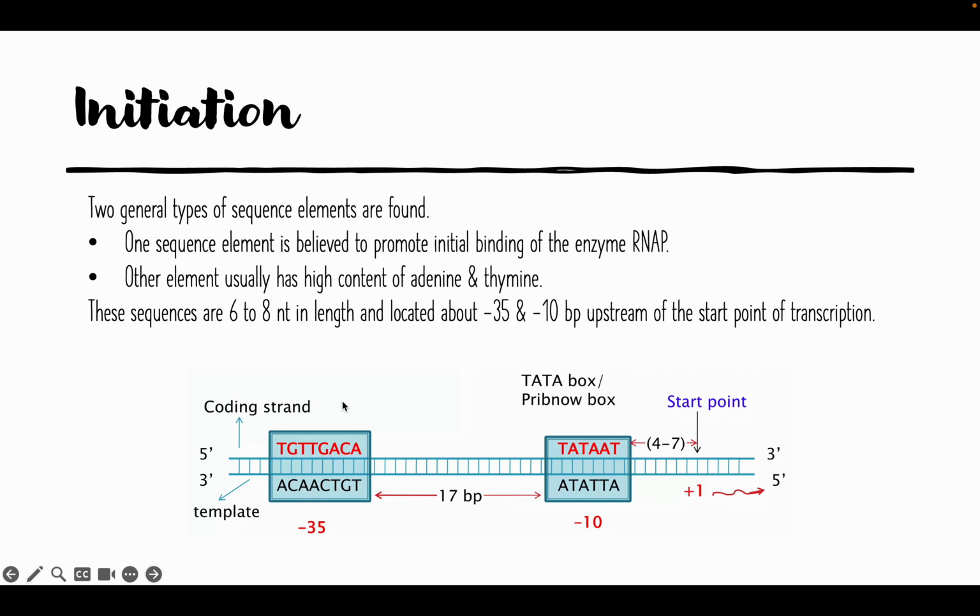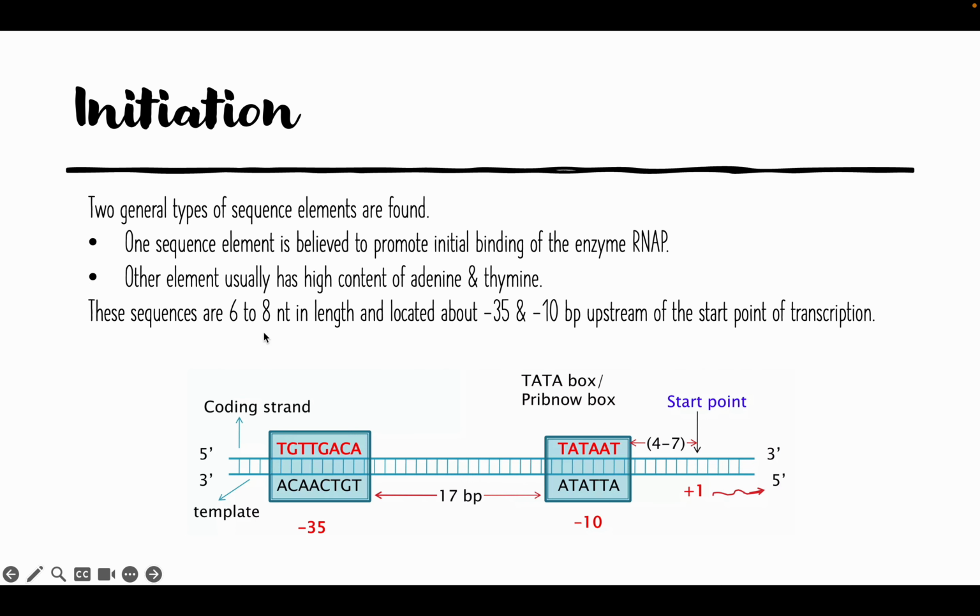TGTGGACA, which is present at -35, and then there is a box called the Tata box because of its sequence, which is present at -10. So if the transcription is starting here, if the start point is here, 10 bases away from it is minus 10, and 35 is minus 35.